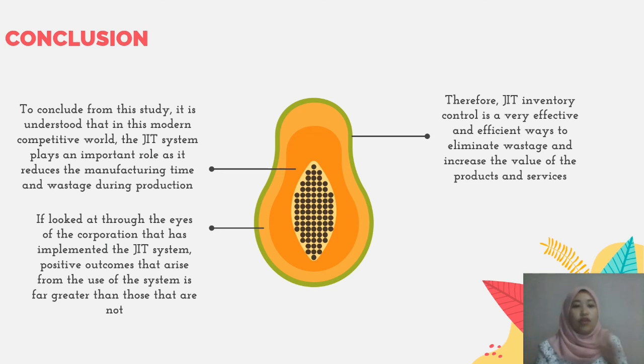If you look through the eyes of the corporation that has implemented the JIT system, we can refer to the video that we have shown to you, Toyota. The positive outcomes that arise from the use of the system are far greater than for those that do not implement this system. Therefore, JIT inventory control is a very effective and efficient way to eliminate wastage.